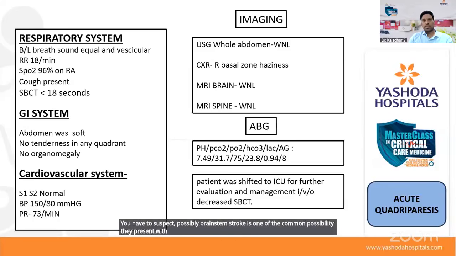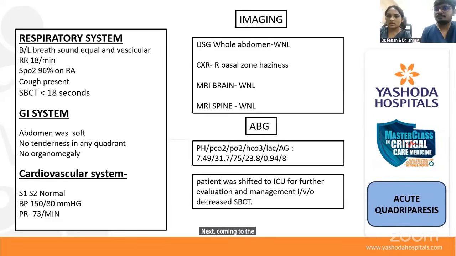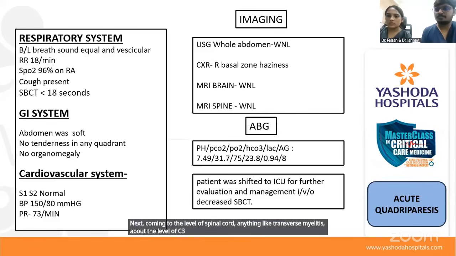So next, from CNS down. Next, coming to the level of the spinal cord, sir, like I said, anything like transverse myelitis above the level of C3 can present with quadriparesis and with weakness of the respiratory muscles and the diaphragm.